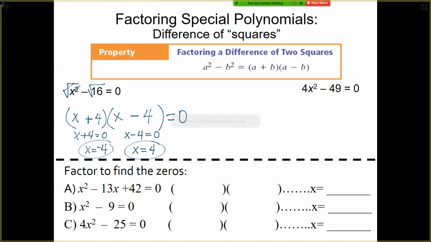Questions on this first one? Okay. I want you to see if you can do the second one. So the second one, you have two terms. I promise everything's a perfect square with a minus sign in the middle. So you're going to square root the first term, square root the second term, make your two sets of parentheses.